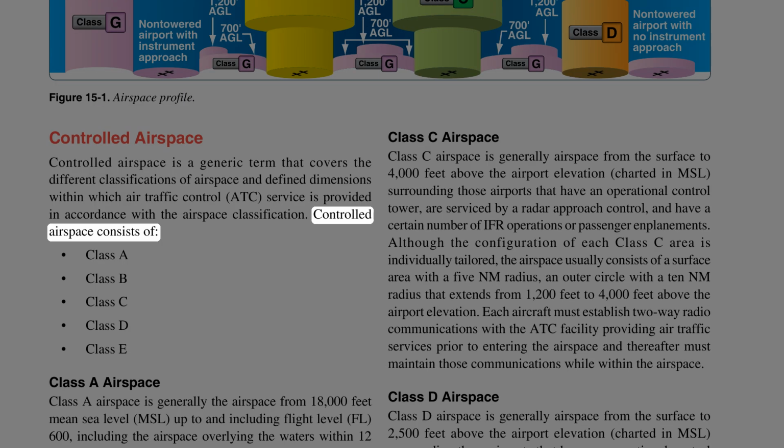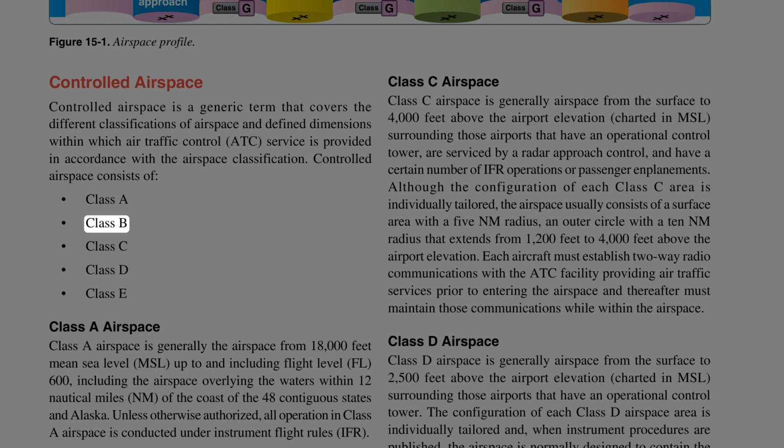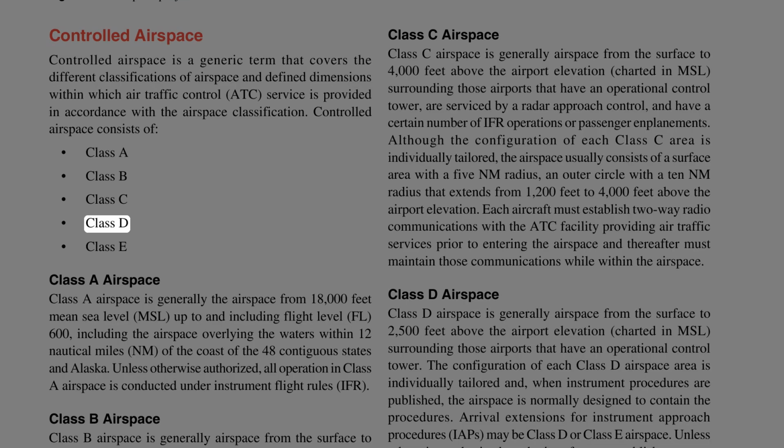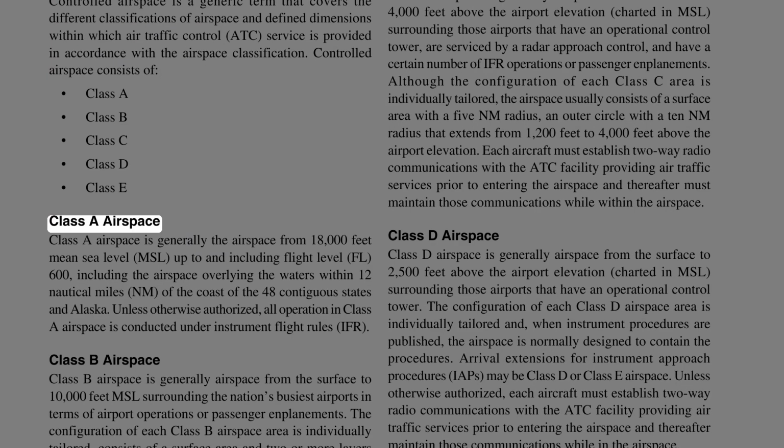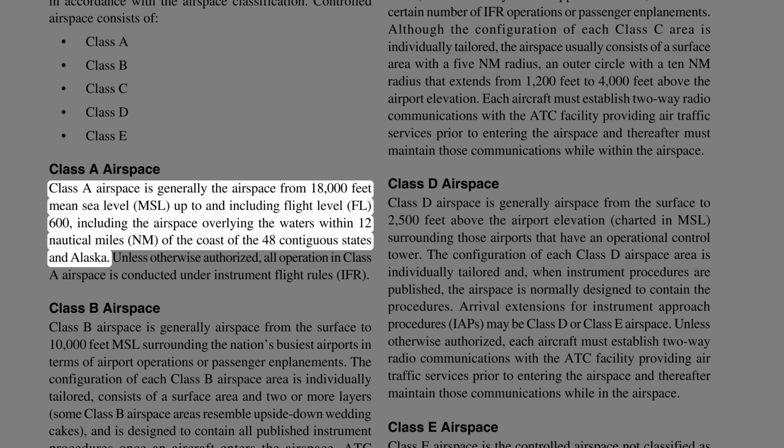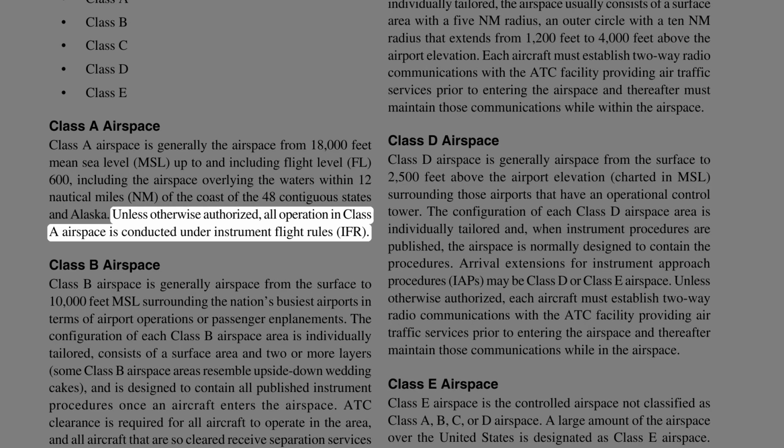Controlled airspace consists of Class A, Class B, Class C, Class D, and Class E. Class A airspace. Class A airspace is generally the airspace from 18,000 feet mean sea level, MSL, up to and including flight level 600, including the airspace overlying the waters within 12 nautical miles, NM, of the coast of the 48 contiguous states and Alaska. Unless otherwise authorized, all operation in Class A airspace is conducted under Instrument Flight Rules, IFR.